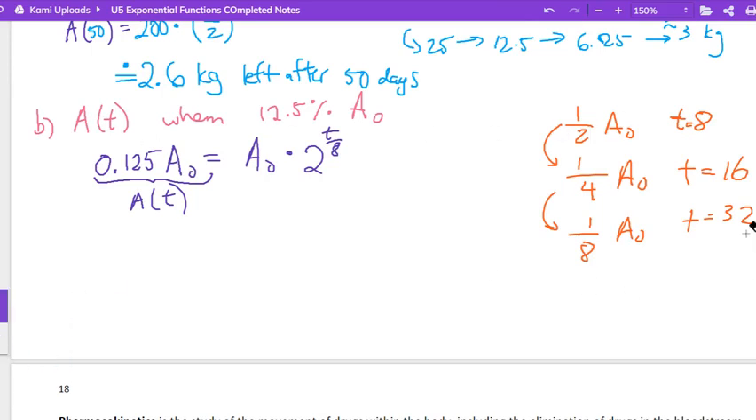It's 24. Yes. Very good. Let's discuss that. I doubled 16, but that's not true. The halving time is 8. So after 16, another 8 days for it to half yet again. So I'm looking for an answer of 24.